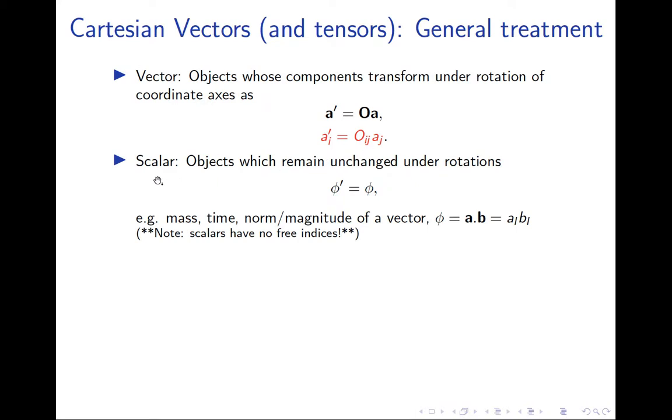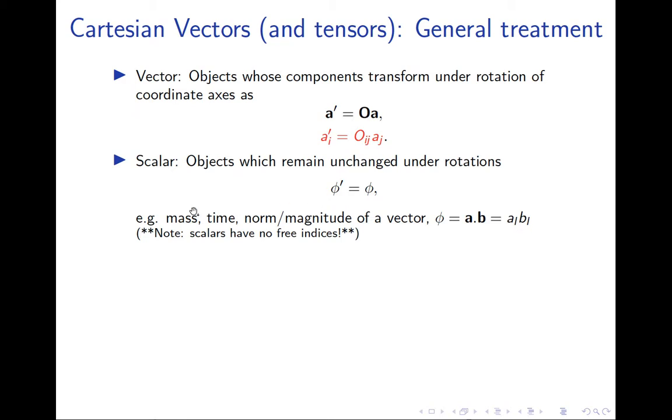One can also introduce objects which are known as scalars, and they are defined to be objects which remain unchanged under rotation. So phi prime is equal to phi. Phi is a scalar, and in the rotated frame, where we put a prime, we are distinguishing the rotated frame components by a prime. Whenever you see a prime, that means I'm talking about the component of that object in the rotated frame. In the rotated frame there's only one component, and that remains unchanged. So this is how we define a scalar.